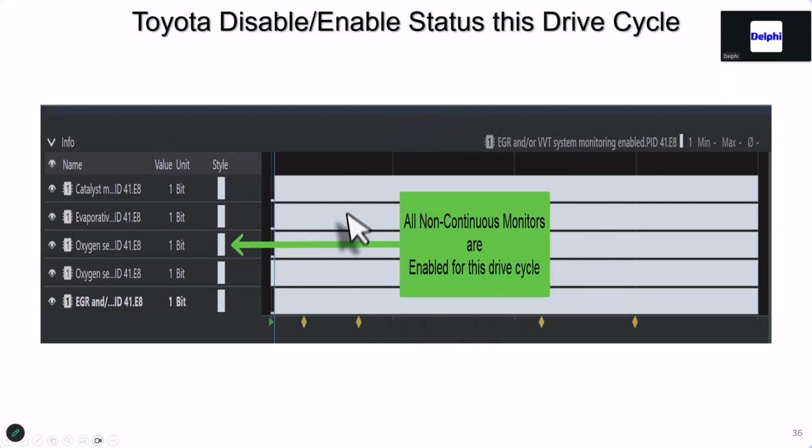Here's a Toyota. Turn the key on. Everything is ready to go, even evap. But evap won't finish until the engine is shut off because this is a key off pump type system. But it is enabled to run all the evap tests right off the bat. So this is telling you you've got a good start. There's nothing in the PCM that says we can't run these tests.